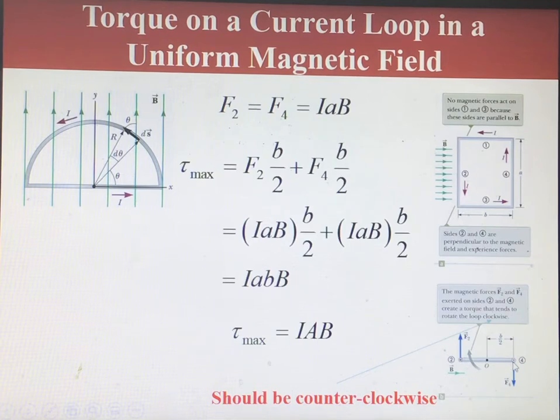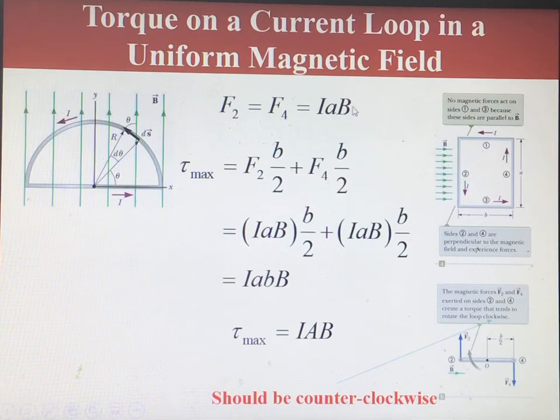The cross here means that the force is pointing into the paper. So now if I go and use my equation here, if you look at side number 2, the magnetic field is pointing at 90 degrees with respect to the direction of the current. So if I calculate the magnitude of F2 and F4, I just get I A times B. So this is the current times the length times the B field.